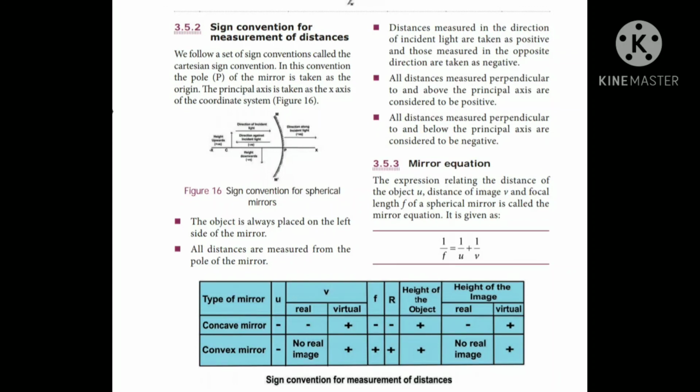The object is always placed on the left side of the mirror and all distances are measured from the pole of the mirror. Whenever the distance is measured in the direction of the incident light, the sign is taken as positive, and if the distance is measured in the opposite direction of the incident light, the sign is taken as negative. All distances measured perpendicular to and above the principal axis are considered positive, and all distances measured perpendicular to and below the principal axis are considered negative. Thus, this is how we put sign convention for measurement of distances.